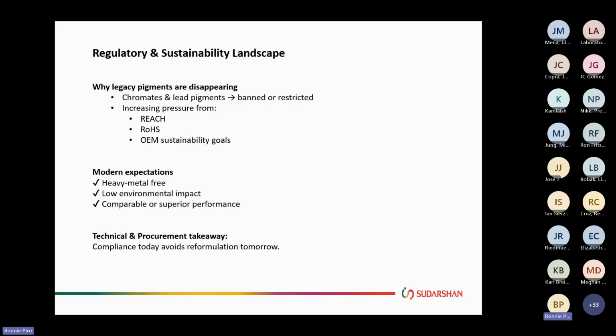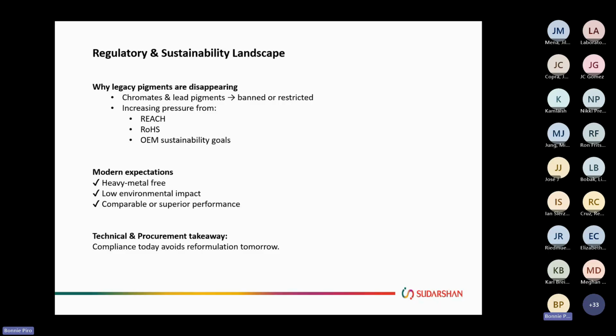Regulatory and sustainability landscape. This obviously keeps changing over and over again, and it's always important to make sure that you are up to date and where the products that you're using today fit in. So chromates and lead pigments, they're being banned and restricted, so they're starting to disappear. There's always going to be increasing pressure from the regulatory organizations around the world. And also, there's going to be some OEM sustainability goals to try to achieve via formulation and pigment selection.